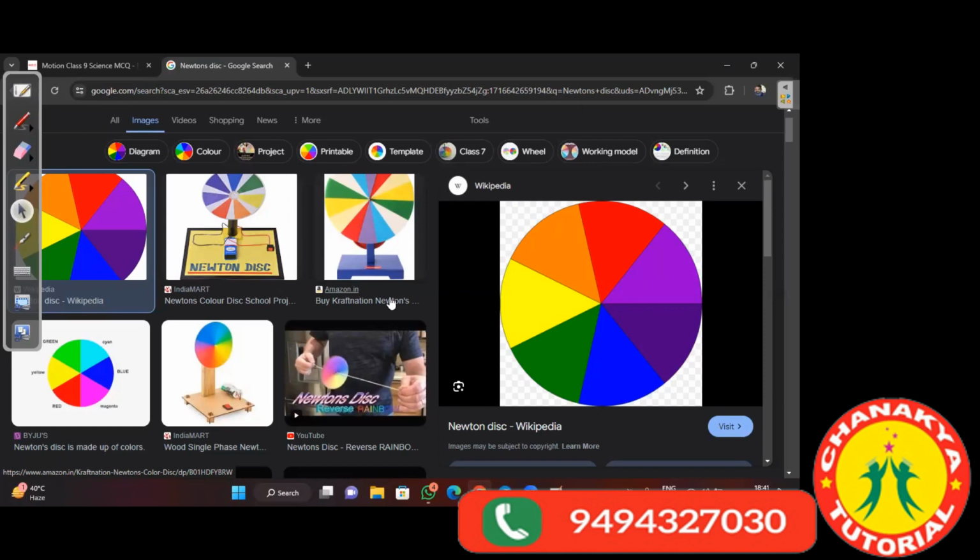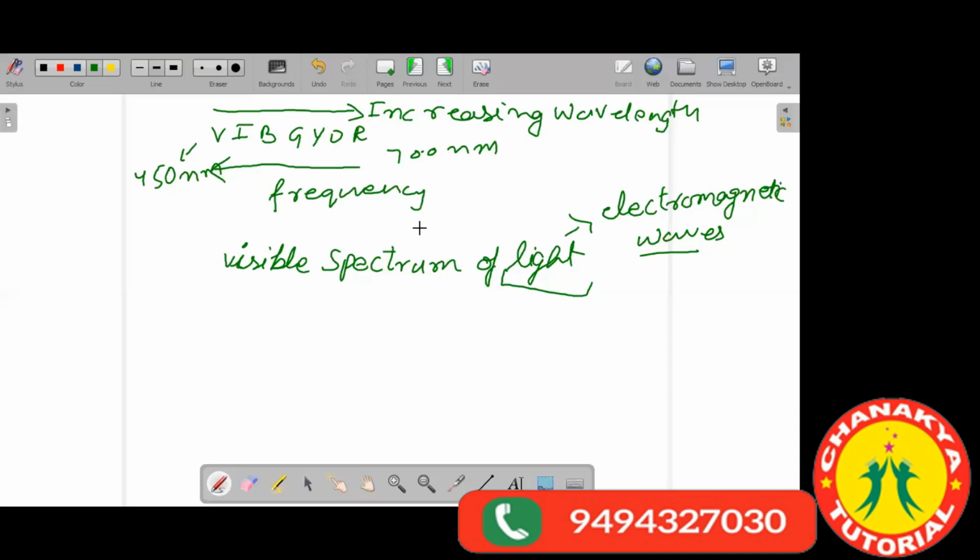So it was demonstrated by this disk that the light consists of 7 colors. The visible light consists of 7 colors, which we also call the visible spectrum. So understood this visible spectrum of light or electromagnetic waves? Yes, sir. Okay. So what all we should remember from this portion?